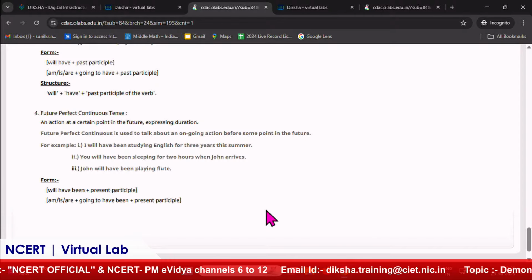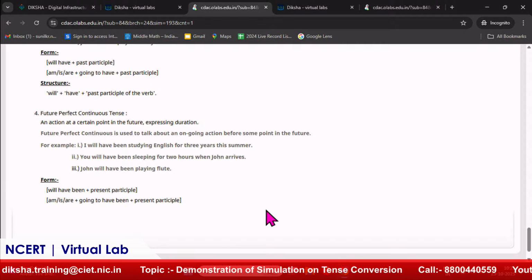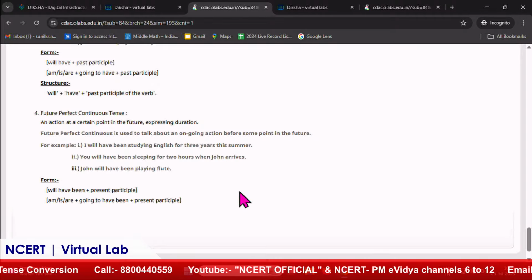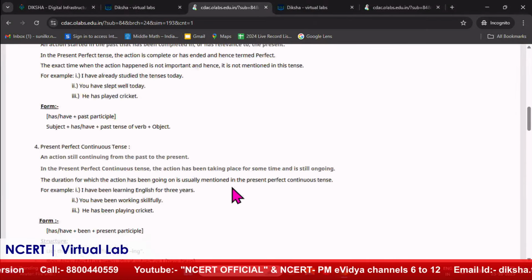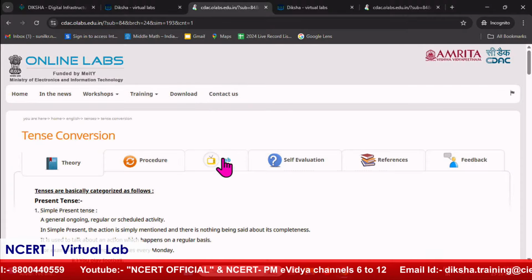You will have been sleeping for 2 hours when John arrives. We are taking examples from the perfect tense and seeing how it changes. John will have been playing flute, and this one is the implicit one. John will have been playing flute by the time the college gets over, or things like that. So, these are the 12 forms of tenses, and there are more forms of tenses. There is the perfect tense also: I have had my breakfast and so on. We are not going into that. These are the 12 basic forms which you should master. Practice as much as you can to get a grip on it.